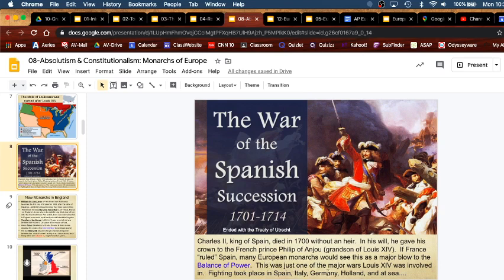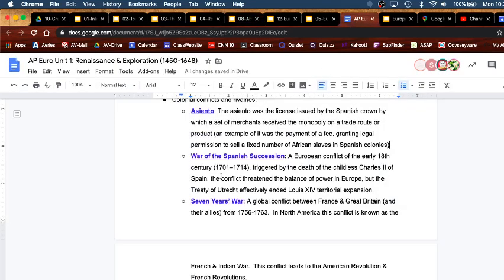And so this is a war where everybody is willing to gang up on France to make sure that France doesn't get control of Spain. And the balance of power is interesting, because sometimes even enemy countries will join together to keep another one in check, if you will. And so the Spanish War of Succession is really significant in that regard.